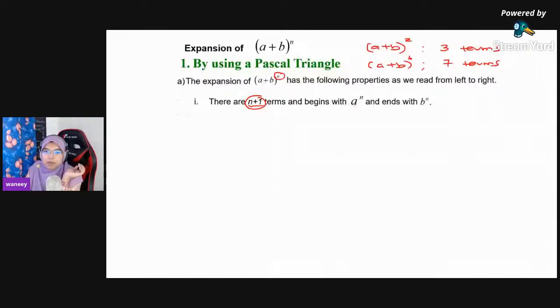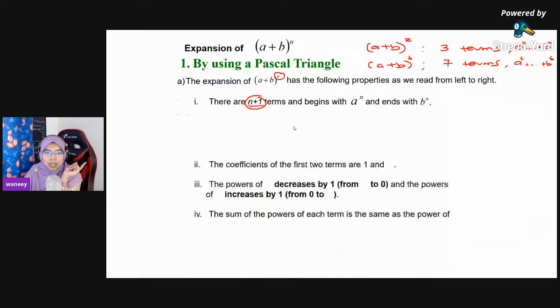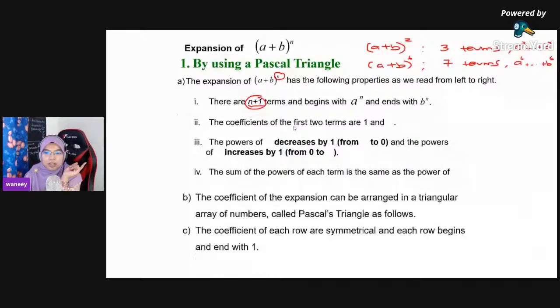So we will begin with a to the power of n and end with b to the power of n. Let's say if you have (a plus b) squared, the first term will be a squared plus dot dot dot, the last one will be b squared. And for this one, the first one will be a to the power of 6 plus dot dot dot, the last one will be b to the power of 6. Okay, so that is what we mean by the first one. And then the second one, the coefficients of the first two terms are 1 and n. The power of a decreases by 1. I think it will be easier if we look at the Pascal triangle.